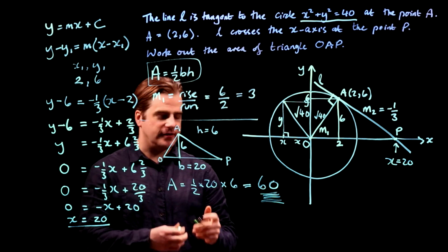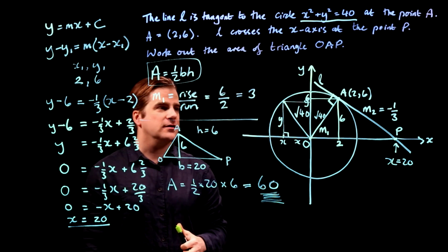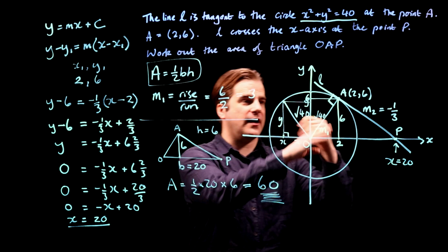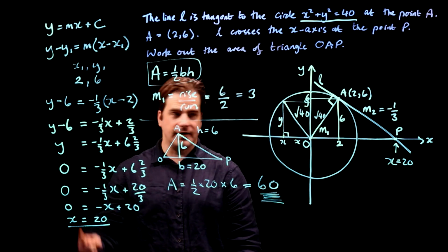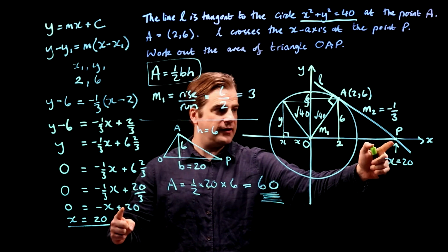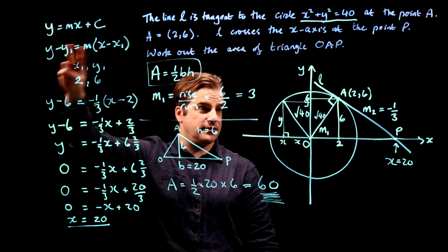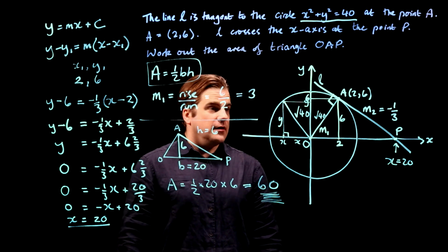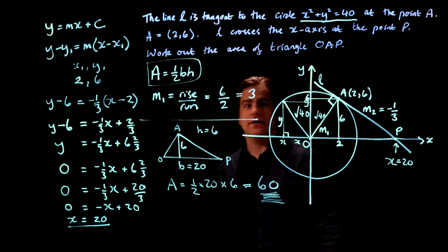Good question. Quite a lot in that. Formula for the area of a triangle. Knowing that two lines at right angles have negative inverse gradients. Setting y equal to 0 to find the x value where it crosses the x-axis. Knowing these equations for the equation of a straight line. Good. Anyway, there you go. That's how it's done.